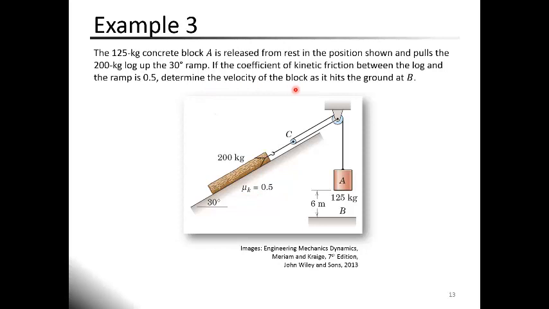Determine the velocity of the block. So this is the block A. The velocity is required when it hits the ground at B. So what is the velocity of this block when it hits the ground, given that the height here is 6 meters?